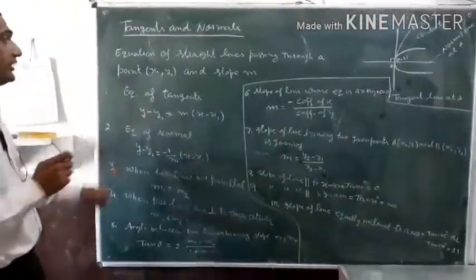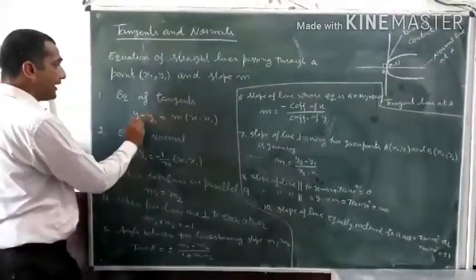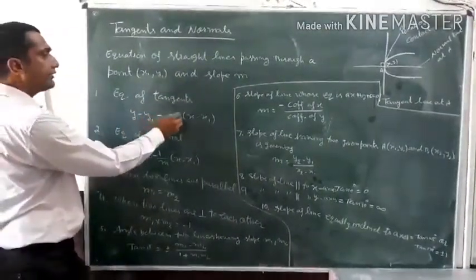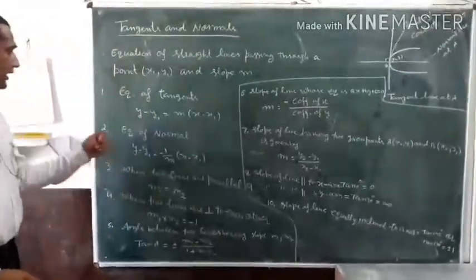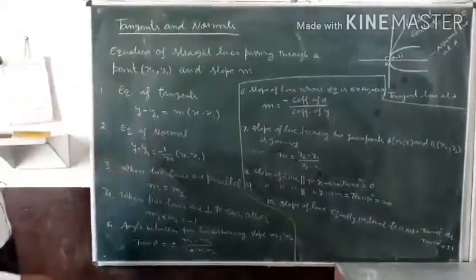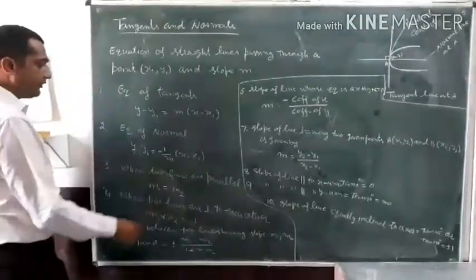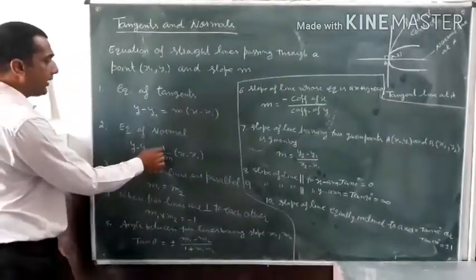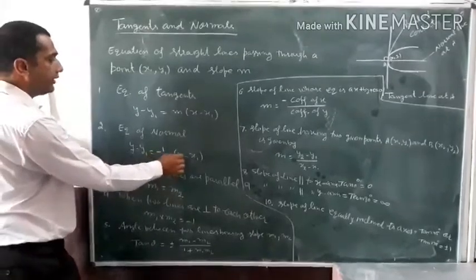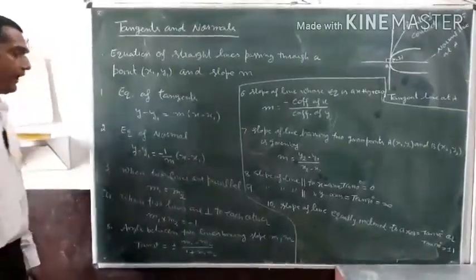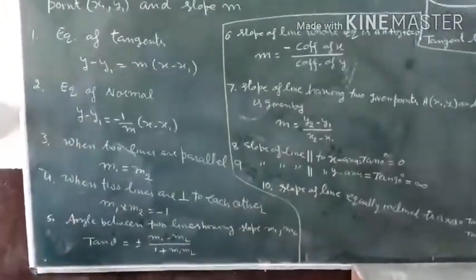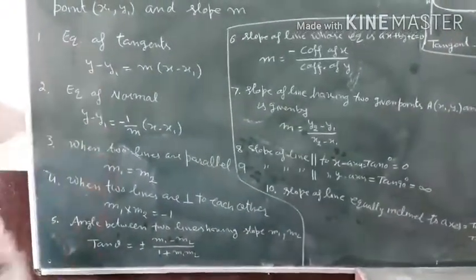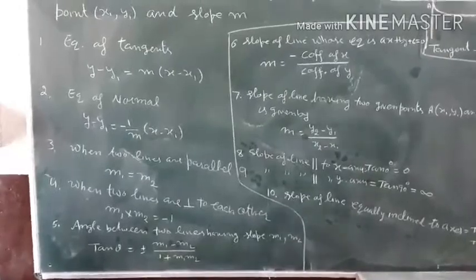So the equation of the tangent will be y minus y1 is equal to m into x minus x1, and the equation of the normal will be y minus y1 is equal to minus 1 over m into x minus x1, because you know that the slope of the normal is the negative reciprocal of the slope of the tangent.